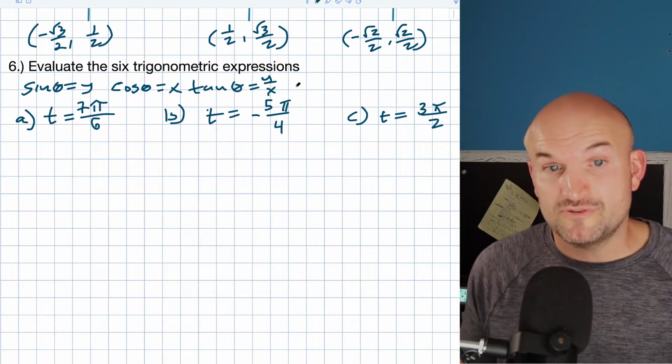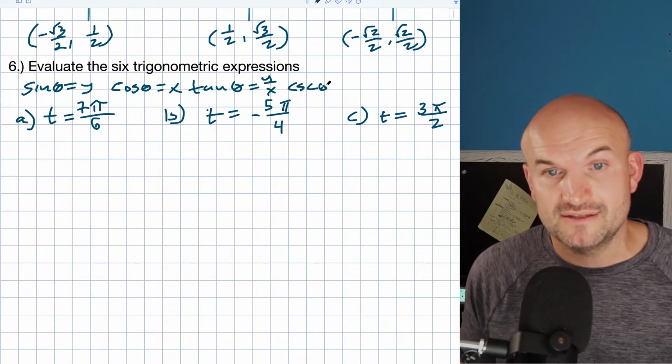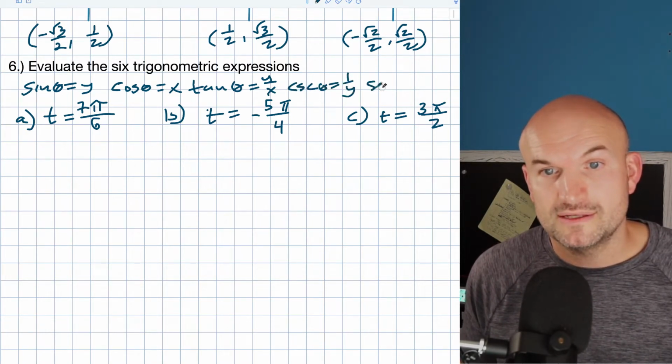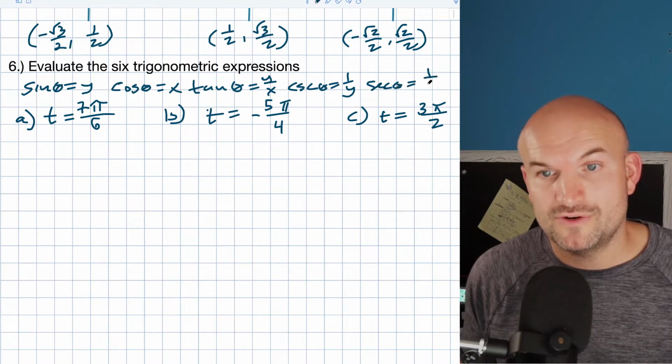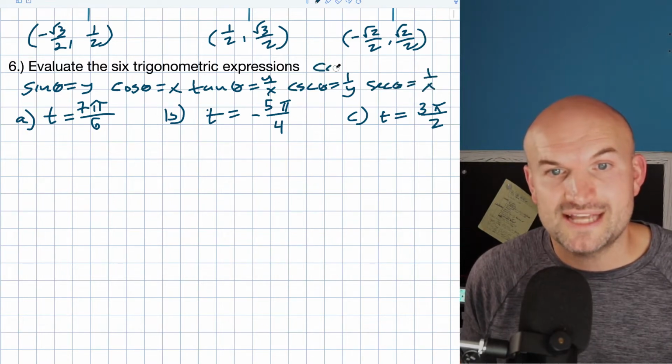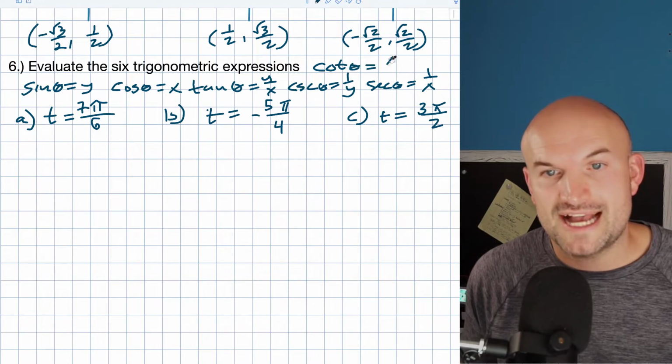Then we have the reciprocal functions. So we have the cosecant of theta, which is 1 over y, secant of theta, which is 1 over x, and then we have the cotangent of theta, which is x over y.